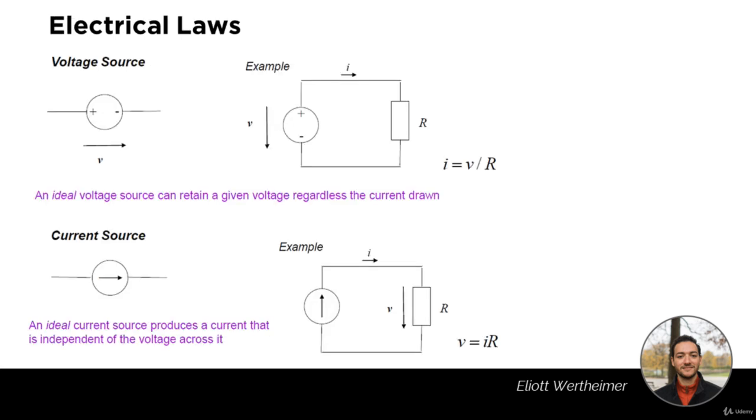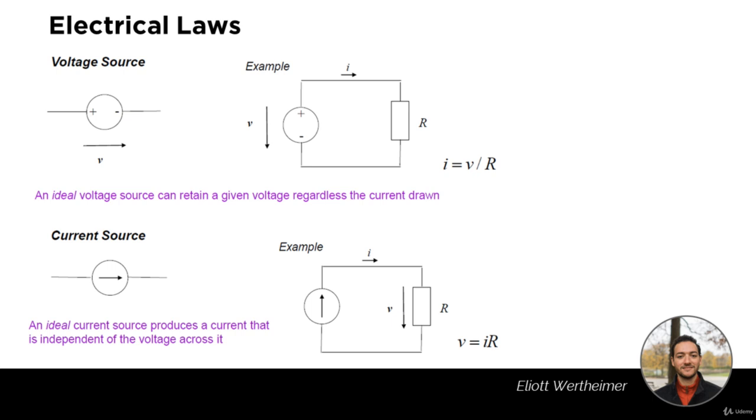We just had a look at the core components of most electrical circuits. Let's now have a look at the electrical laws that apply to them. First of all, the ideal voltage source. As you can see here, it is represented by a circle with a plus and a minus. The V going across the circle is actually the voltage across the voltage source.